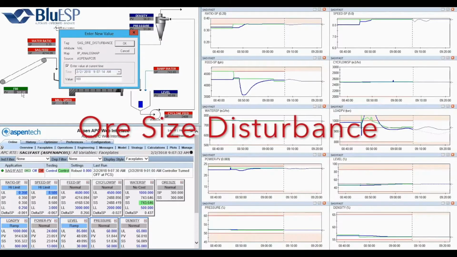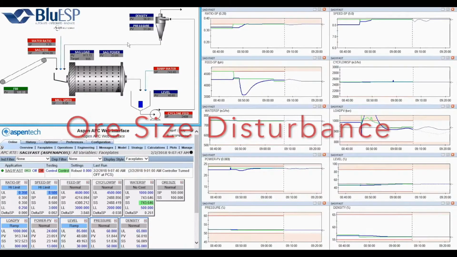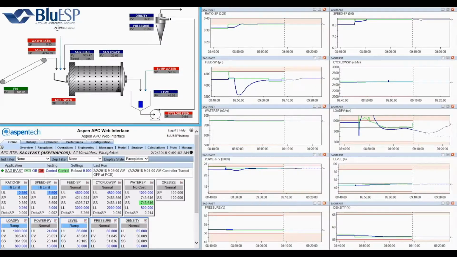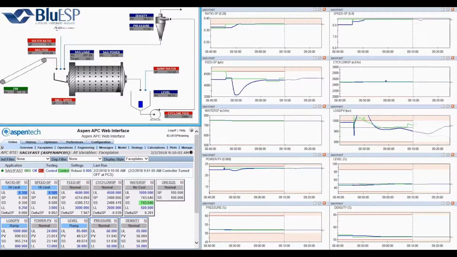Mill operation without our technology. The mill is first operated in manual mode. An ore feed size disturbance is introduced to the circuit. The ore size is effectively reduced. A finer ore size distribution results in a higher grinding rate, and the load in the mill starts decreasing.